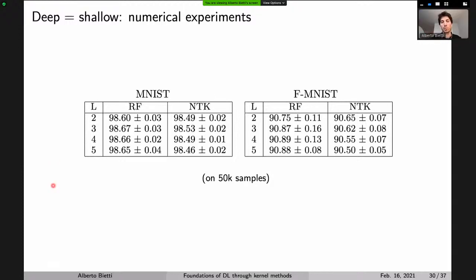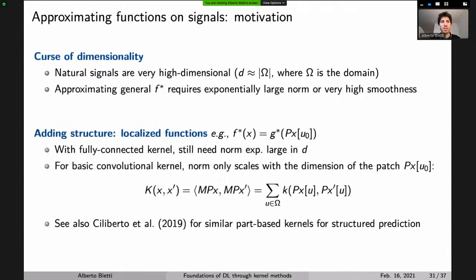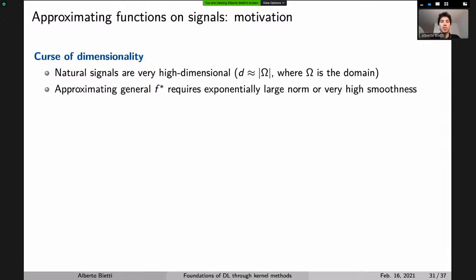Okay, so maybe I'll just briefly mention a more recent thing that is not yet online, but should be on the arXiv soon, which is motivating the problem of approximation when you have convolutional structure. Here the point is that your inputs are images, very high dimensional objects, and if you're trying to approximate any function defined on the signal, you're typically doomed because it's very high dimensional, and you will need a number of samples that is typically exponential in the dimension.